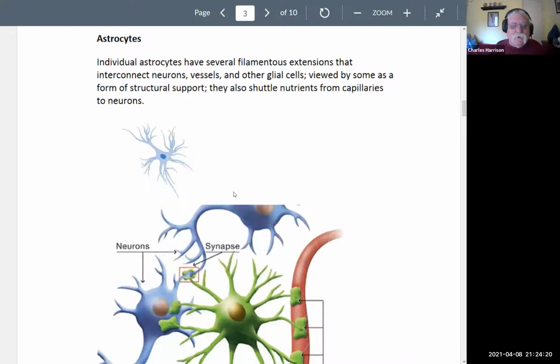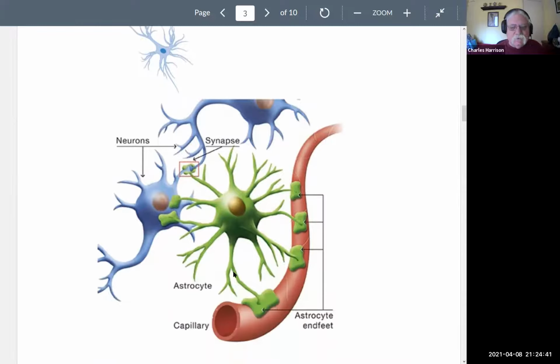In your brain and spinal cord, you have cells which are glial cells, but the type here is the astrocyte because they look sort of like a star. Okay, you might have to use your imagination, but these are considered a star shape. Here's the star shaped astrocyte right in here. And you can see what it's doing. This is a neuron over here. This is a neuron over here. This is a capillary over here.